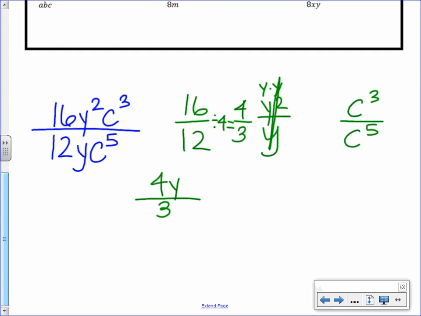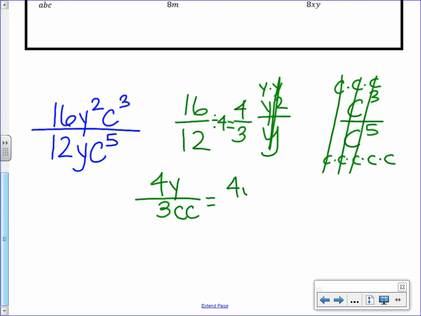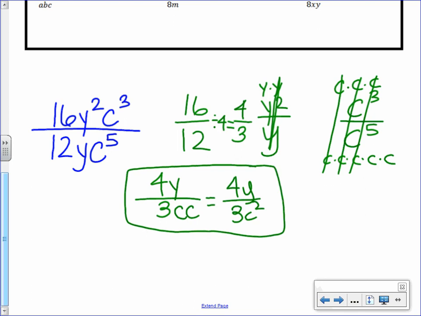Good so far? Okay. So now I have c to the 3rd, 3 C's on top, 5 C's on bottom. So I can cancel out 3, because they just make 1. So how many do I have left? 2. 2 C's on the bottom. So 4y over 3c squared. Either answer would work. I would accept both. Does that help?